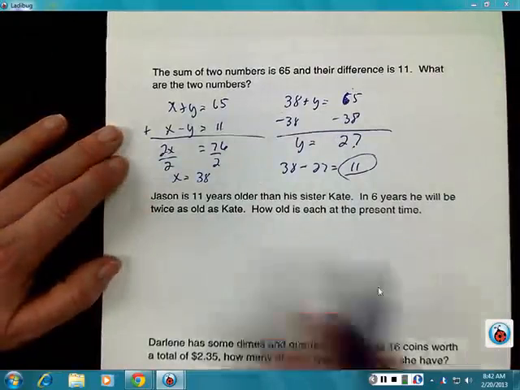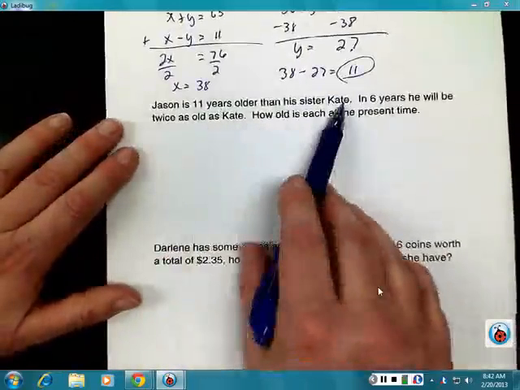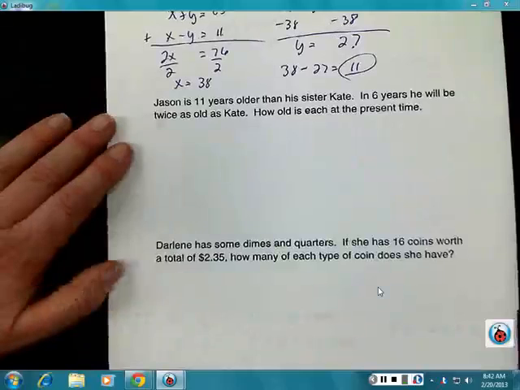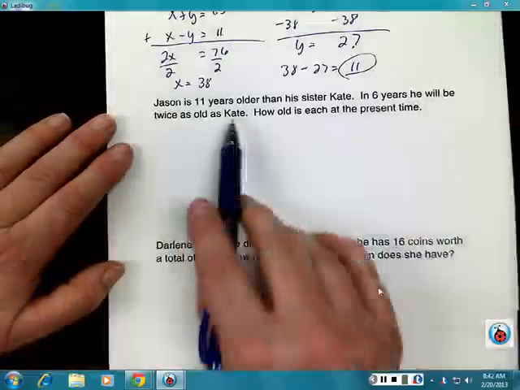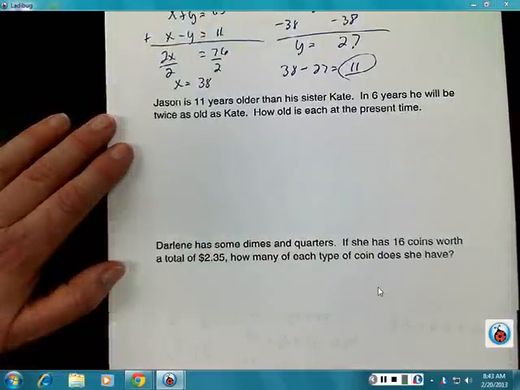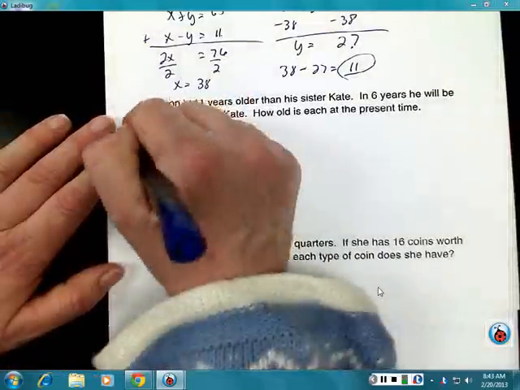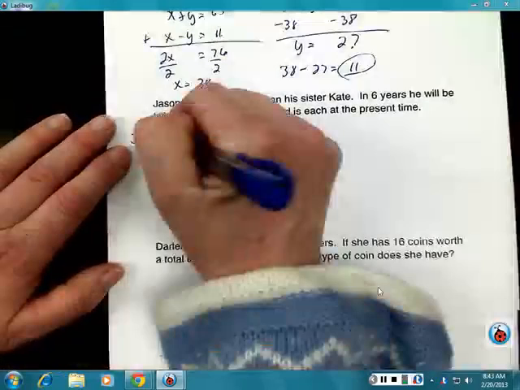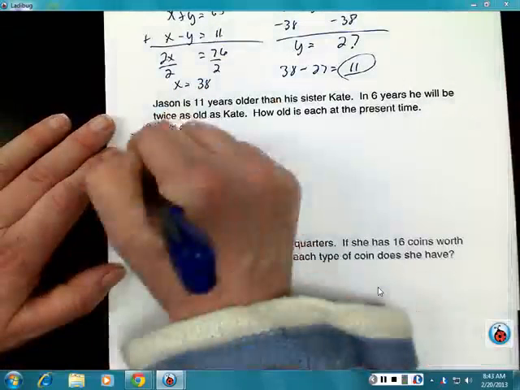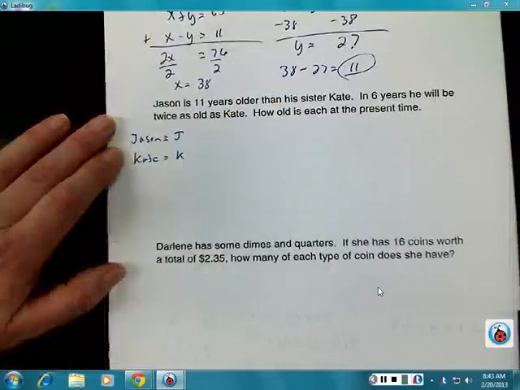Okay. Jason is 11 years older than his sister Kate. In 6 years, he will be twice as old as Kate. How old is each at the present time? Do I have enough stuff? So we're going to say Jason. What letter do you want to give Jason? J. Okay. And Kate is K.